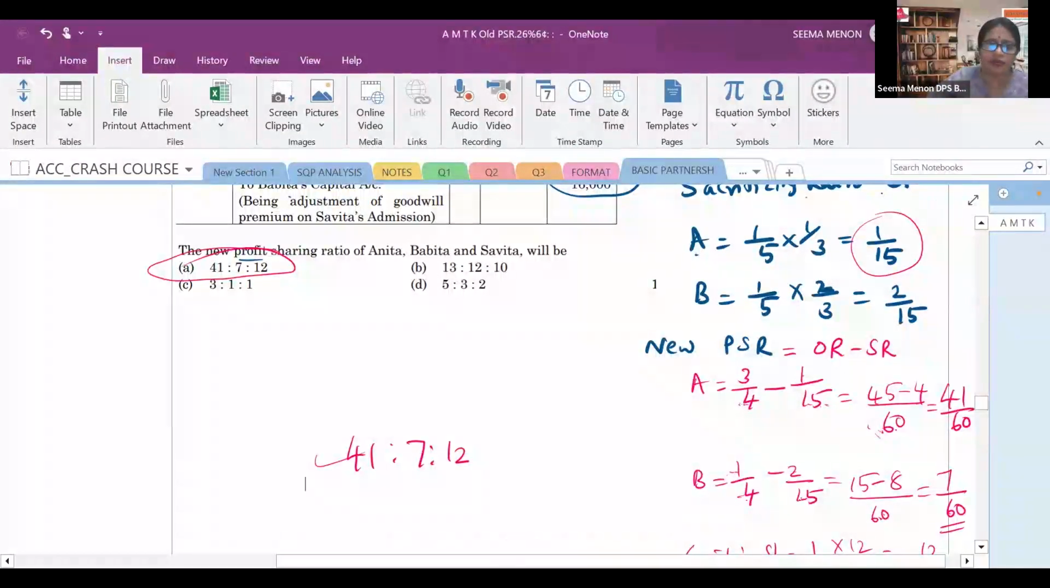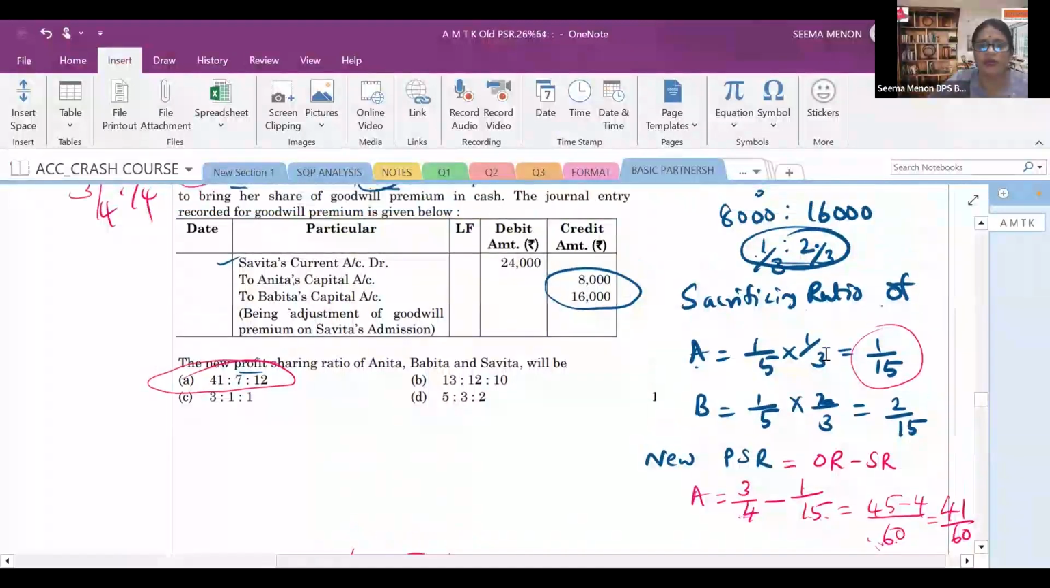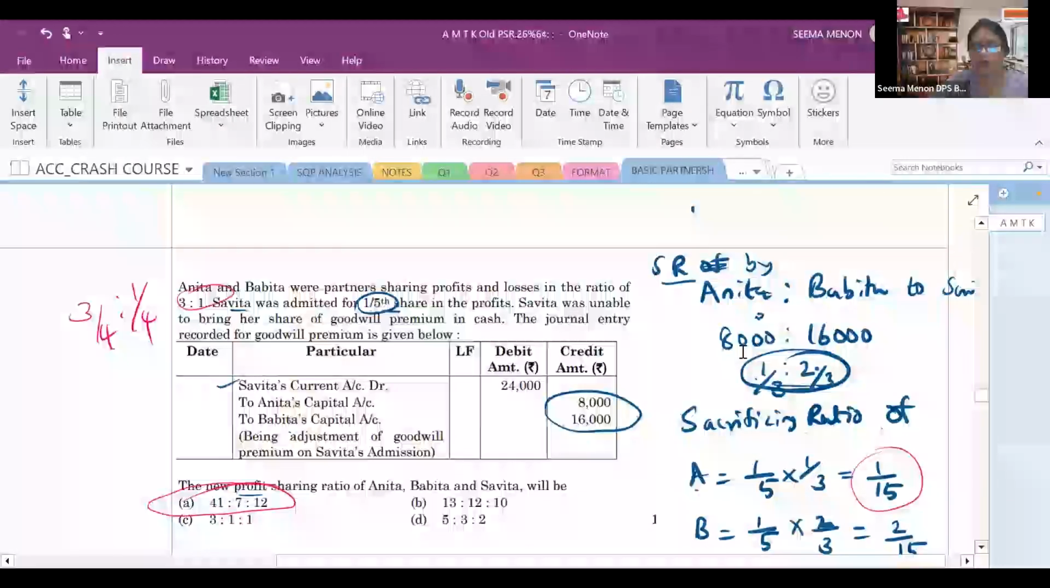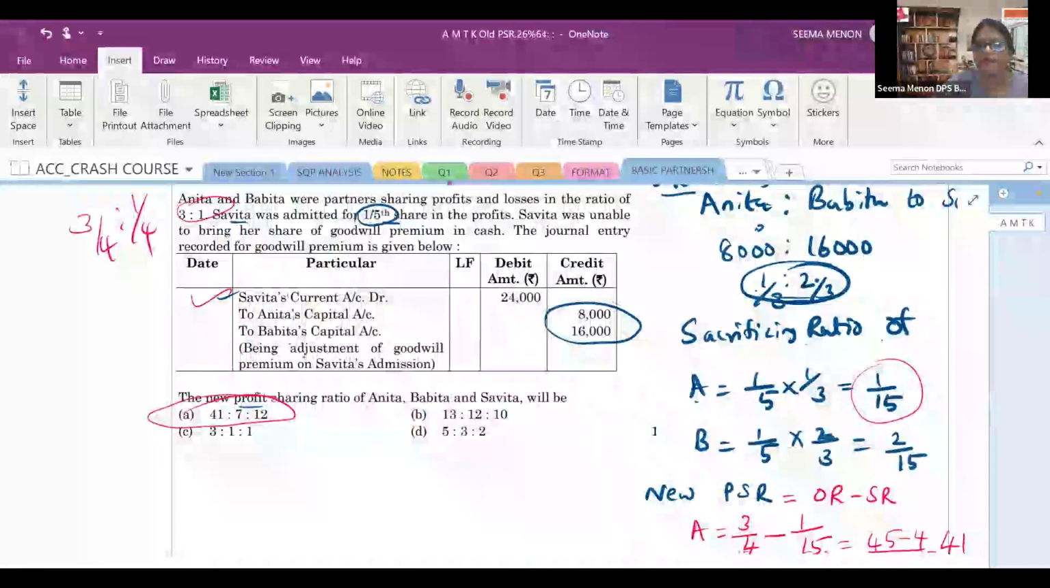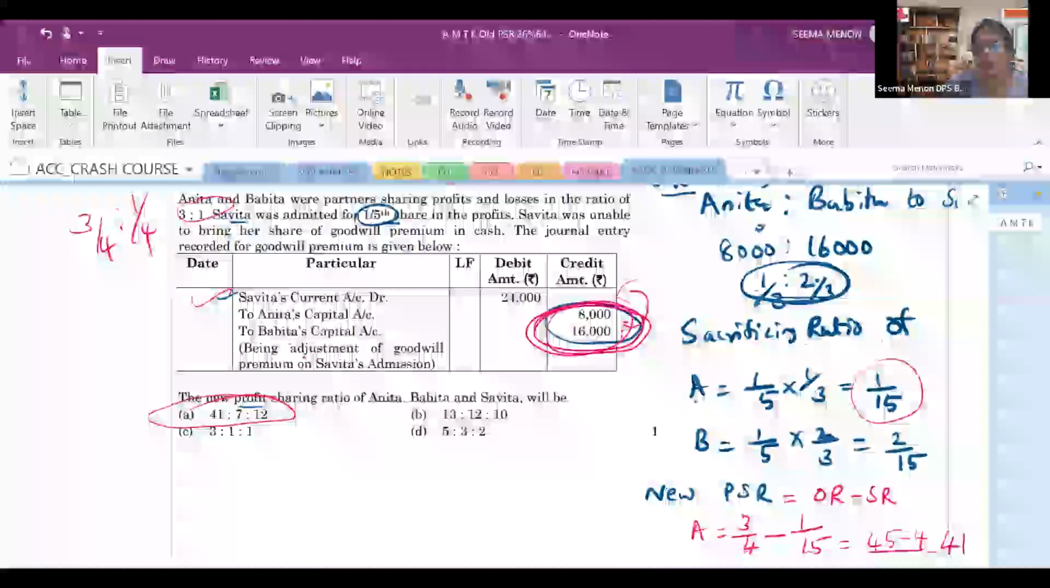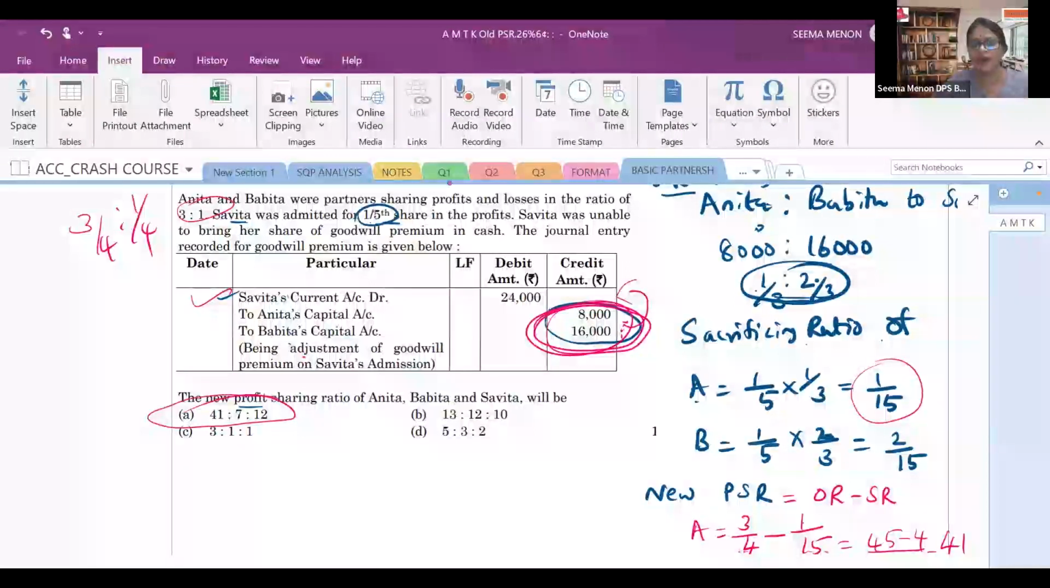You see, really, you are putting the effort of 3 marks. But what can we do? It is MCQ question for 1 mark. Lot to understand. Without understanding the concept, you will not be able to do it. Savita's new share is given and her contribution of goodwill is given. From the goodwill, we will understand this is a sacrificing contribution by Anita and Babita to adjust their goodwill. Adjust the goodwill by Savita.